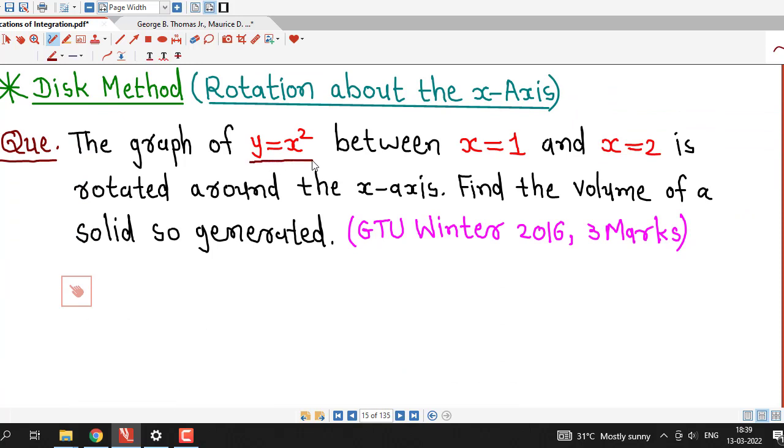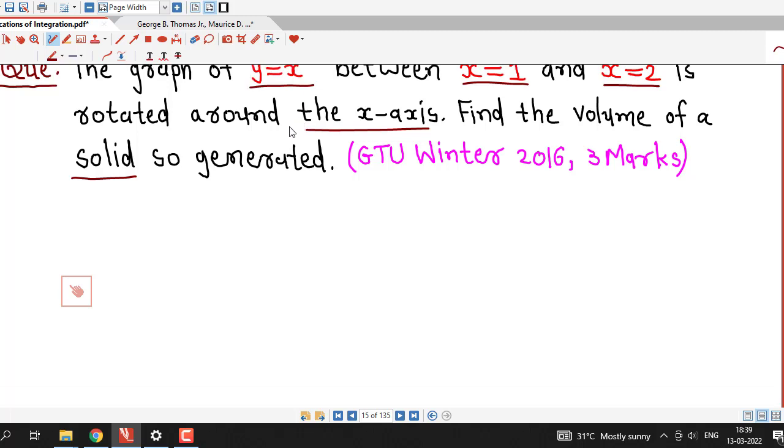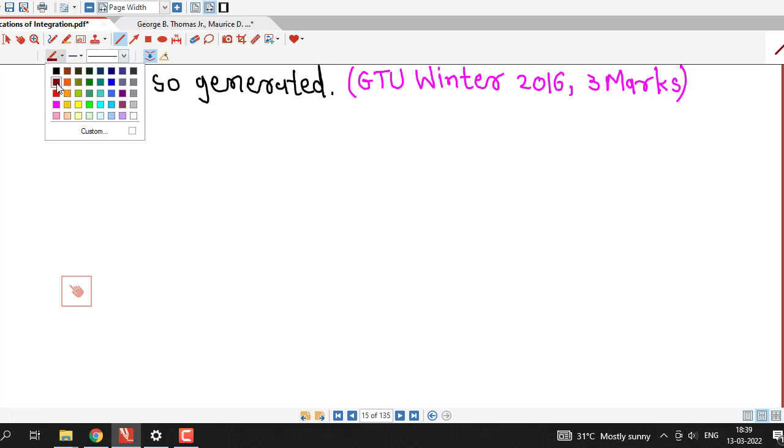The graph of y equal to x square between x equal to 1 and x equal to 2 is rotated about the x-axis. Find the volume of a solid so generated. So the first step is we sketch the region which we have to rotate about the x-axis. Here rotation axis is x-axis. So first we try to sketch the plane region using which we can generate the solid.